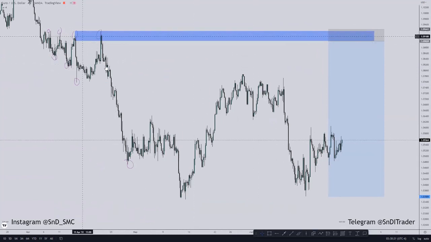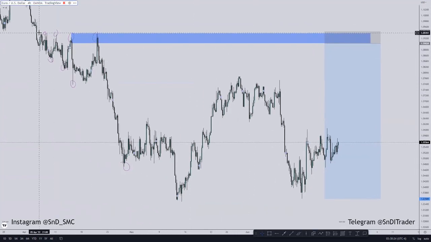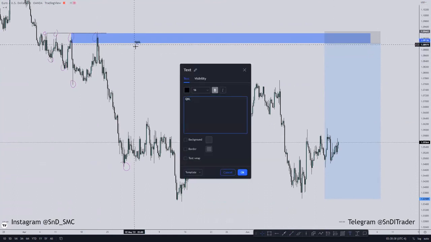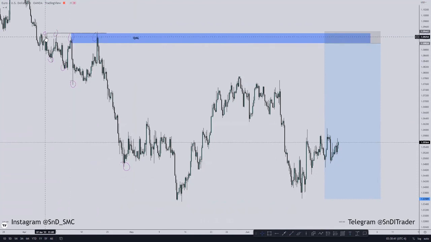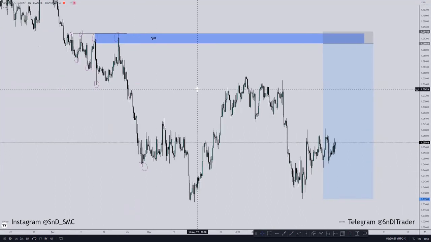So this can be a nice QML, but this also forms some sort of equal highs structure. So this can also be a low probability trade, but this might work because we have a QML formation here. So we have a lower high, lower low, lower high, lower low, lower high, lower low, higher high. So after making this higher high, we have a lower low. So yeah, this can be a good formation of QML. So we look for sells around here, targeting all these lows.